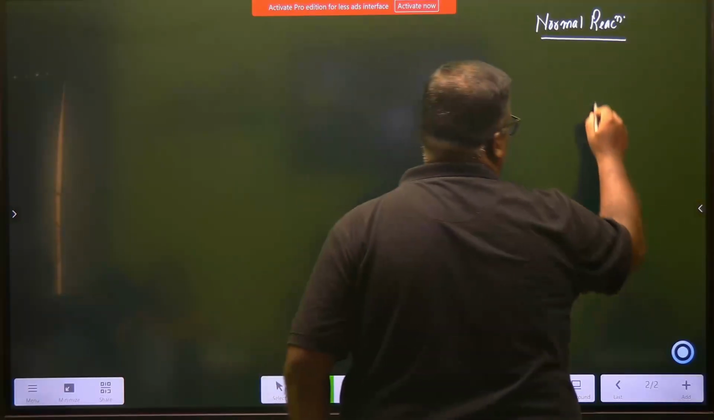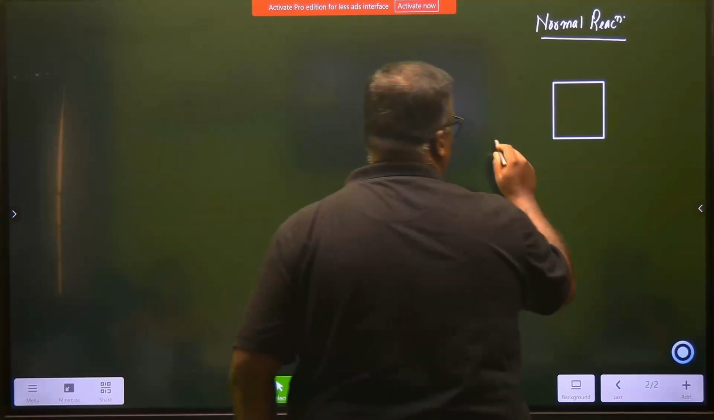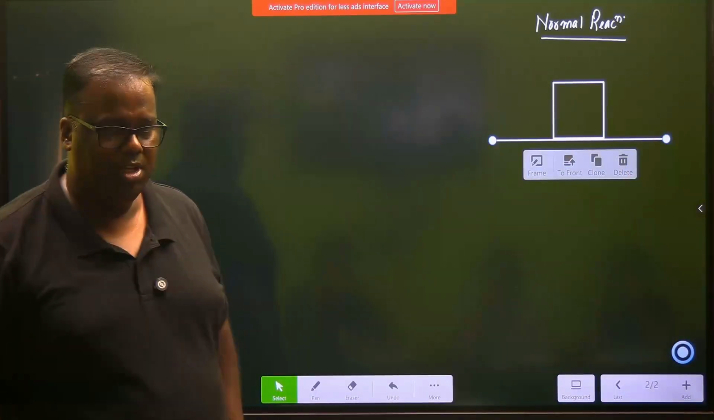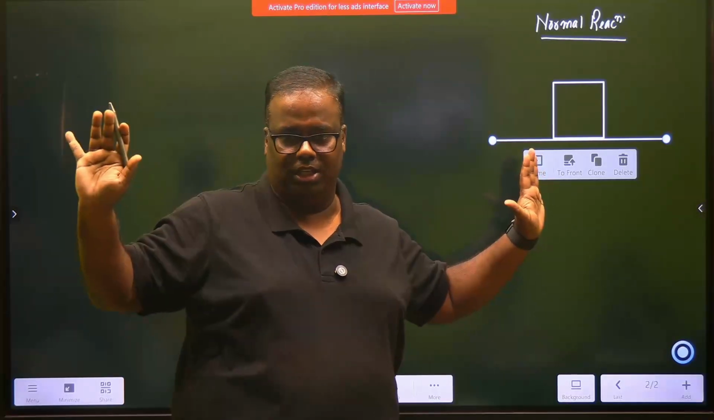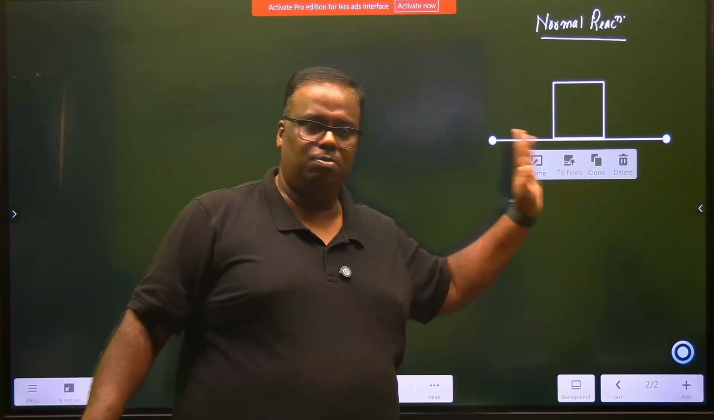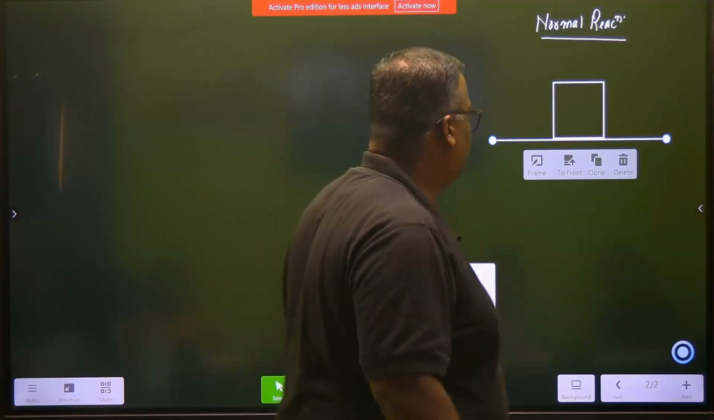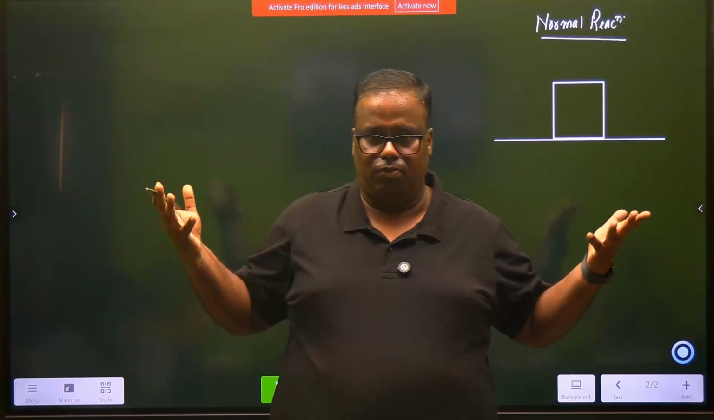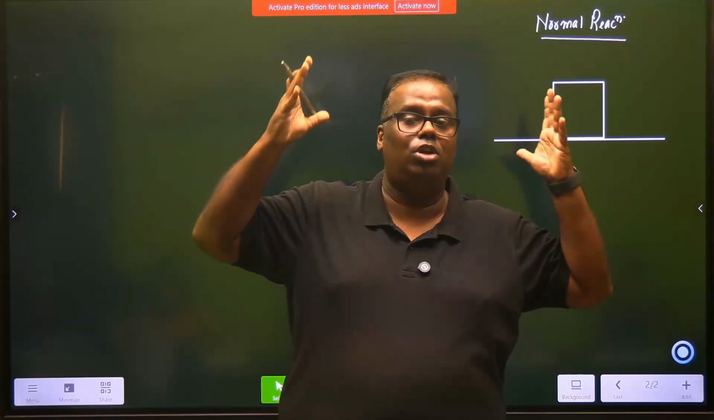Let's say we have a body, and this body is placed over a platform. Right now forget Earth, forget every other thing. This body is placed on this platform, right? Think yourself to be the horizontal platform, and on that horizontal platform, the square body or the cuboidal body has come, right?